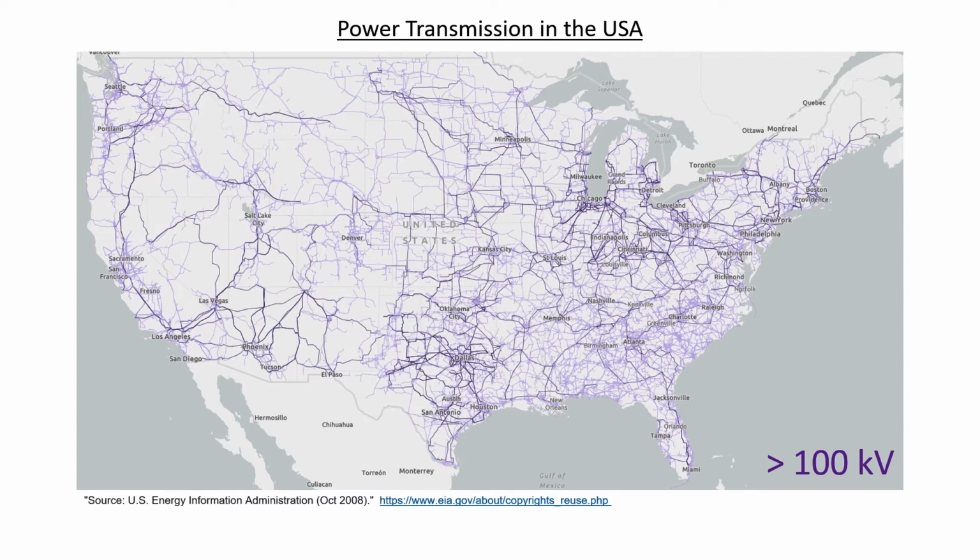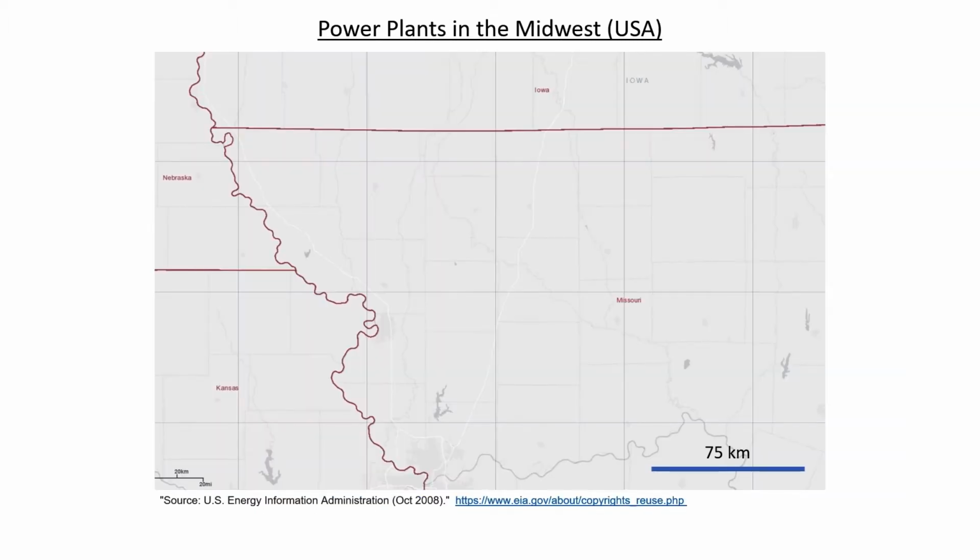Let's get started. In a previous video, we saw how dense the electricity grid is in the United States. Here we're looking at a map of all of the transmission lines that have voltages over 100 kilovolts. It's a pretty dense network. In order to get some sense of the power plants, we're going to concentrate on a relatively small geographical area. It's called the Midwest. This is an area where the 4 states, Iowa, Nebraska, Kansas, and Missouri, come together along the Missouri River. I've chosen this region because it has a number of different types of power plants.